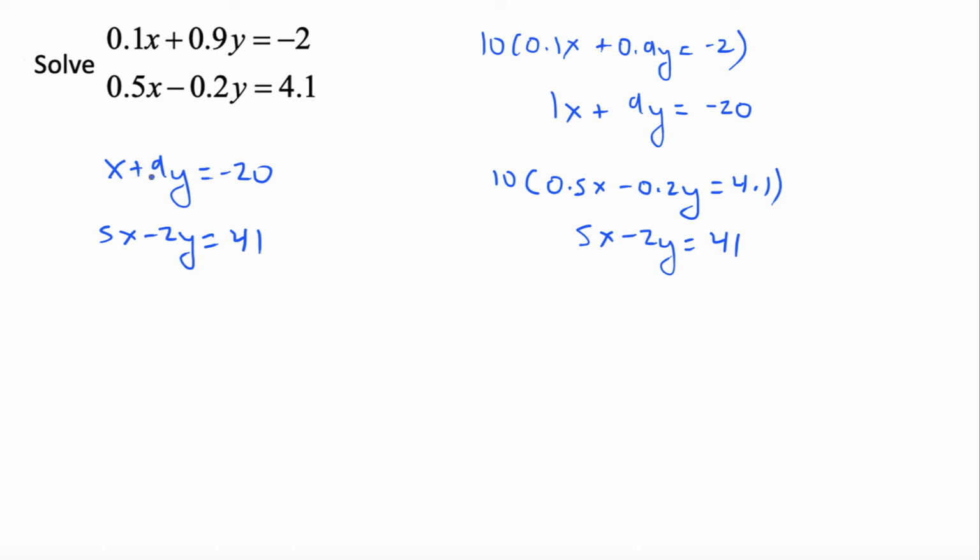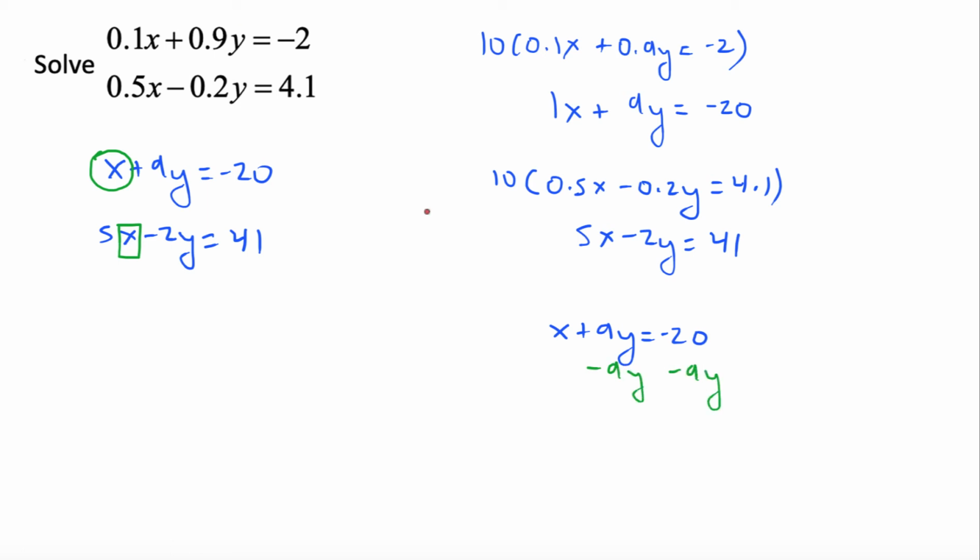Now we actually want to do the solving part. We see that this term has a coefficient of 1, so that's good. We're going to isolate this x by itself and substitute that into the x in the other equation. So let's go ahead and do that work. x plus 9y equals negative 20. I can subtract the 9y from both sides.